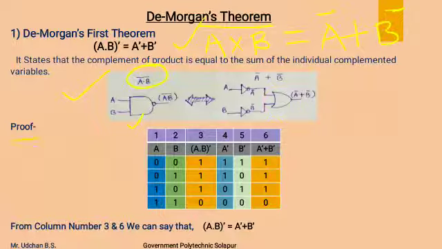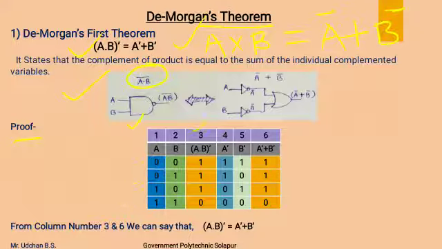Now we will see the proof of this theorem. Here two variables are taken. First one is A, second one is B. The possible input combinations of these two variables are 4, as we have seen in the previous lecture for logic gates, that is 0 0, 0 1, 1 0 and 1 1.